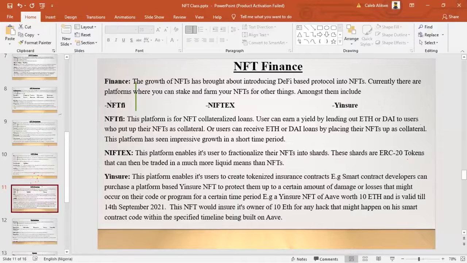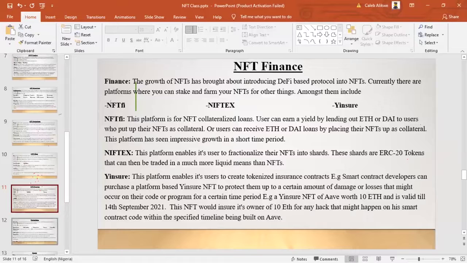Then Insure. This is a platform that enables users to create tokenized insurance contracts. Just the way you have insurance in the physical world, where something happens and you have insurance to cover you, something like that has been created with NFTs. So smart contract developers can purchase a platform-based Insure NFT to protect them up to a certain amount of damage or losses that might occur on their code or smart contracts for the same time period. E.g., an Insure NFT of Aave worth 10x and valid till September 2021. This NFT would insure its owner for 10x for any act that might happen on the smart contract code within the time period being built on the Aave network.